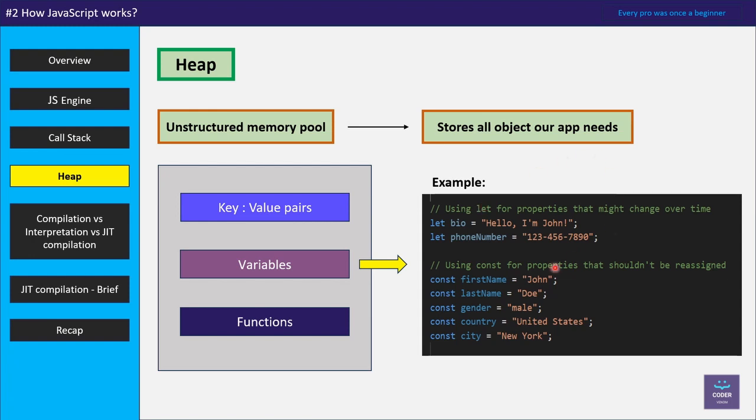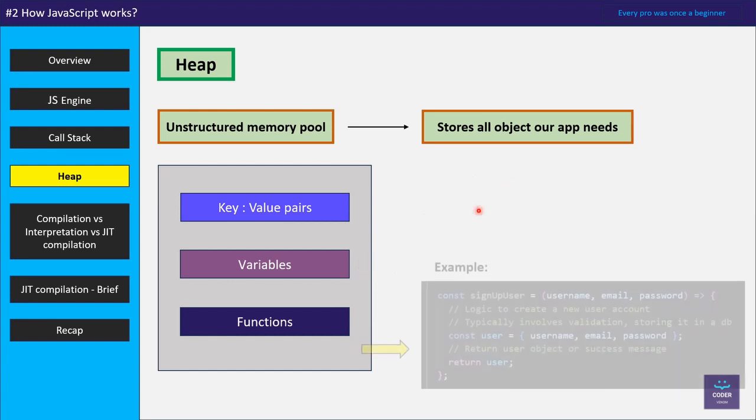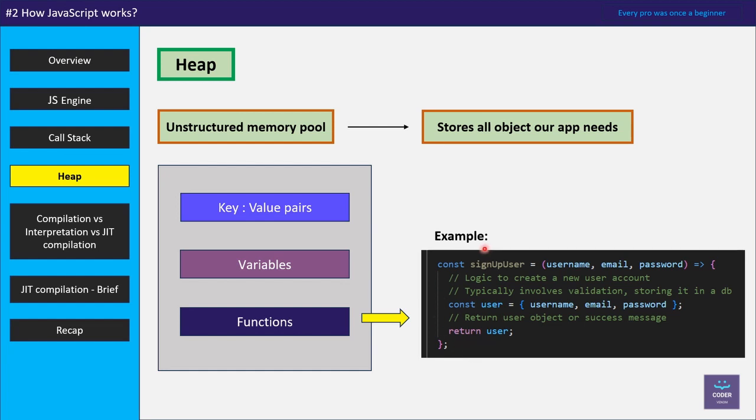Just consider it as one variable. Okay, so the second one is called variable. It's like a let and constant variable like this. Then it will store the function details like this. Here I added an example called sign up the user. So here it will validate the user for the initial login. So these details are stored in our JavaScript heap.